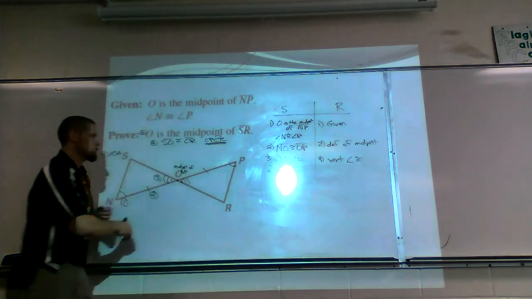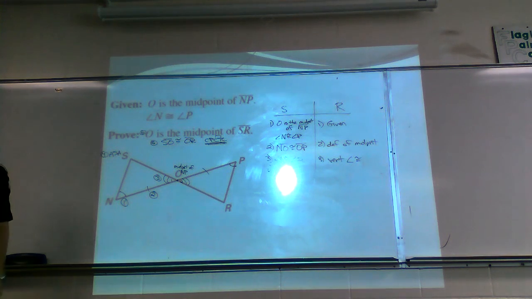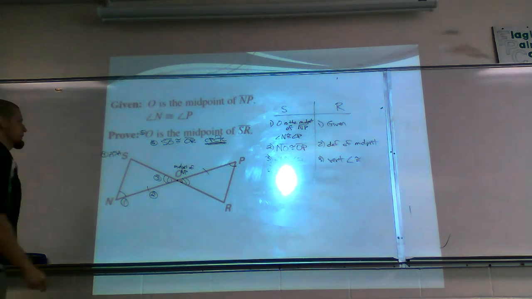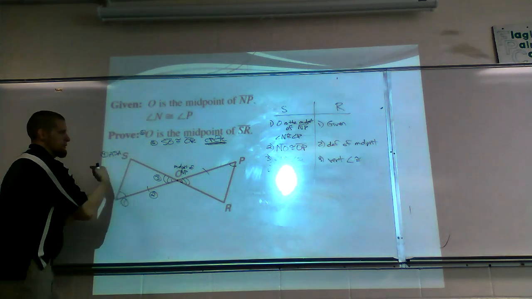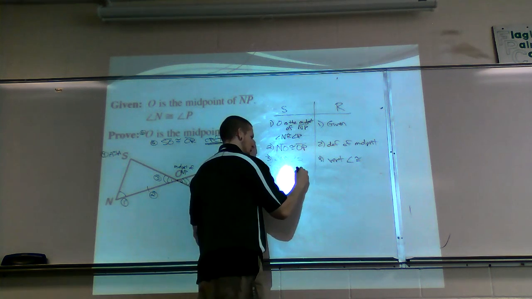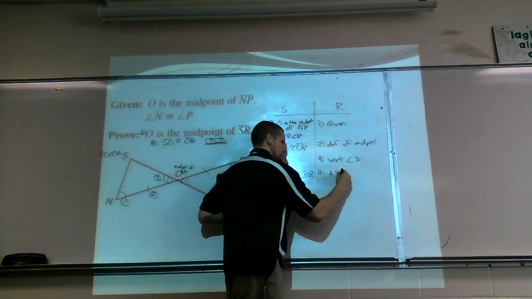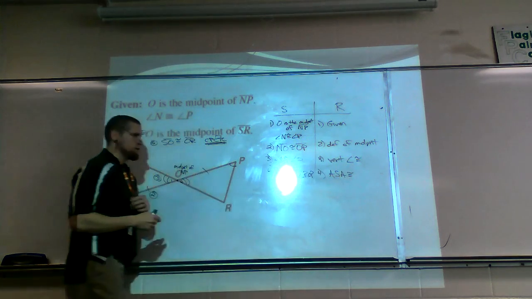Fourth thing was the 2 triangles. How should I write that out? What do you guys want me to write for the 2 triangles? What are they? S-O-N and R-O-P. So triangle SON is congruent to triangle ROP. That was angle, side, angle.